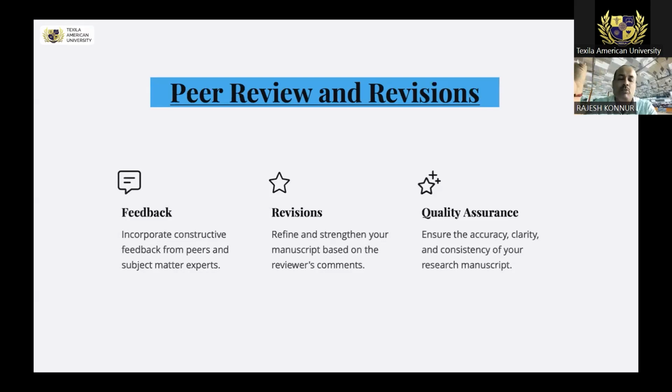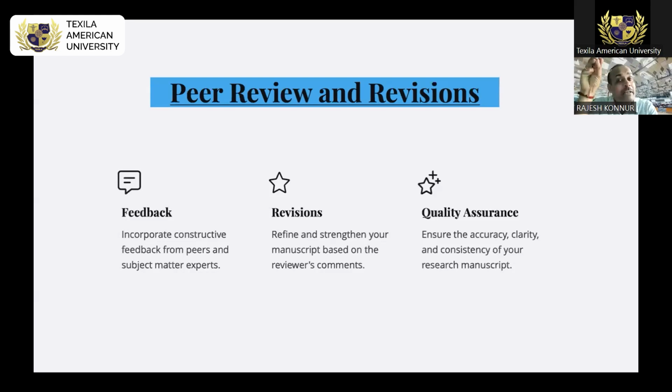Otherwise, double-blind ones are also there. Then don't pay even a single rupee, and then you publish it. It must be genuine, and it must have a high impact factor, h-index, i-index. You have to consider DOI and ISSN or ISBN number. It has to have feedback, so incorporate constructive feedback from peers or subject matter experts. If they say that, it is a peer-reviewed journal. You are submitting it.